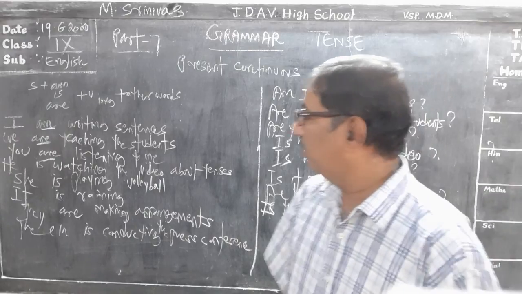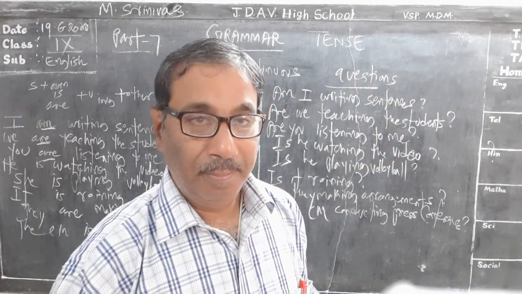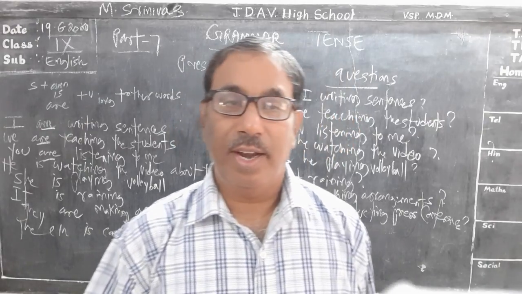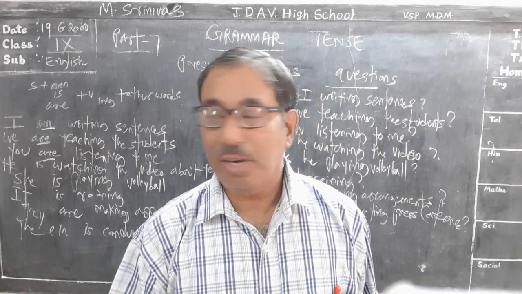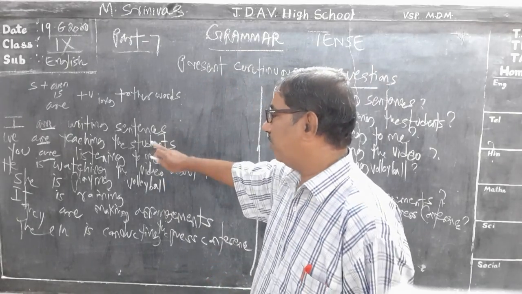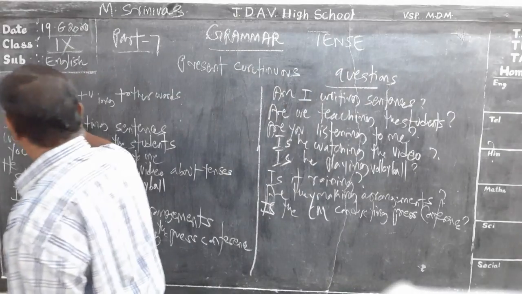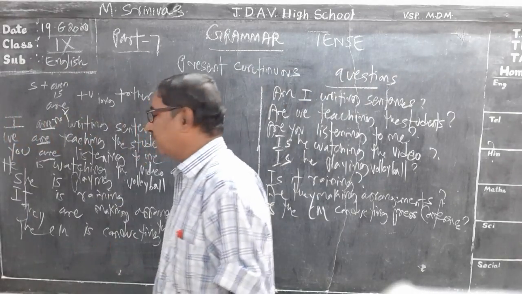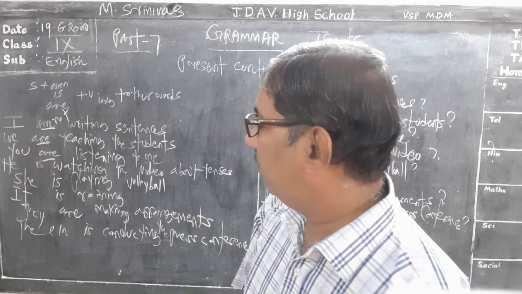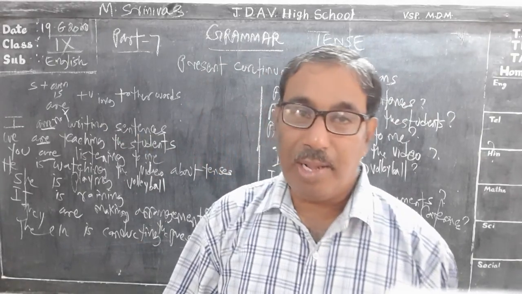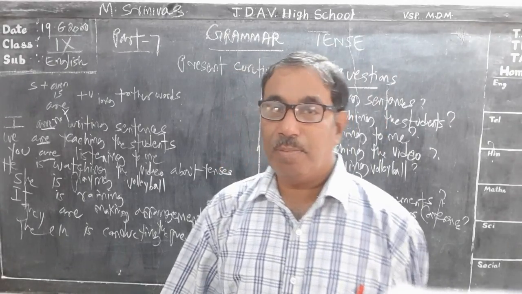So students, we have now completed positive statements and positive questions. So let's observe the negative statements. I am writing sentences. Simply add not to the helping verb. I am not writing sentences. Then it becomes negative.